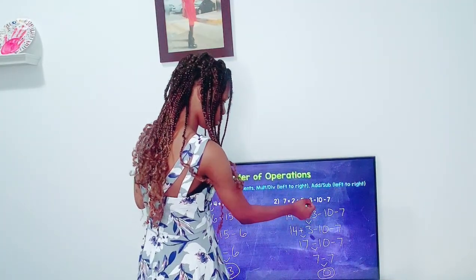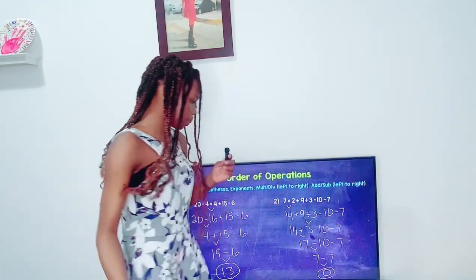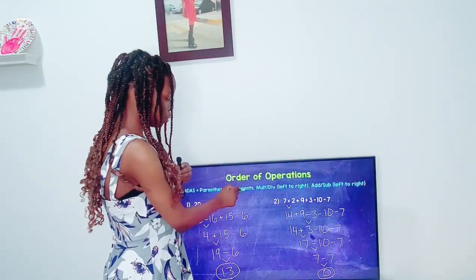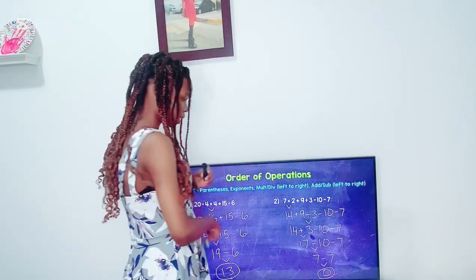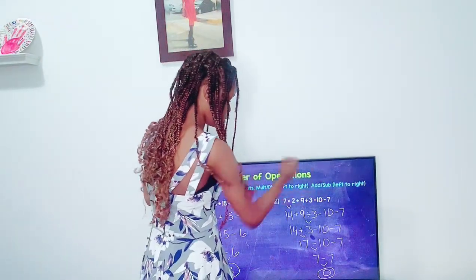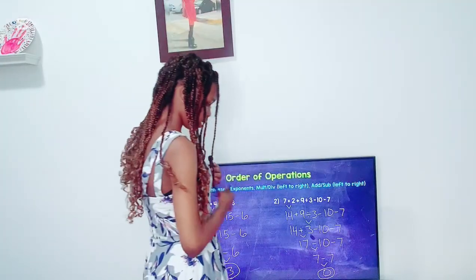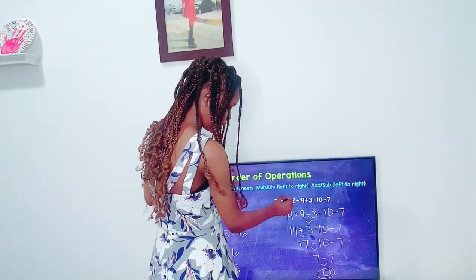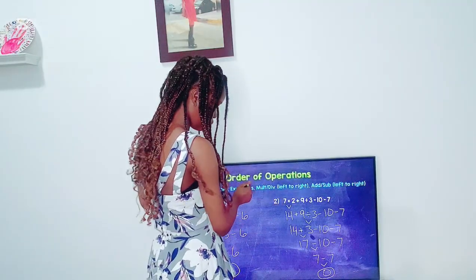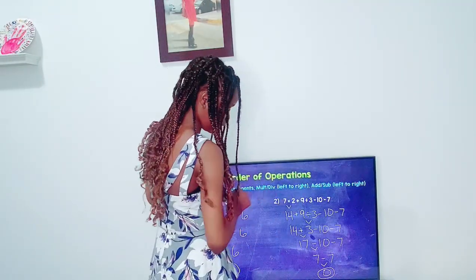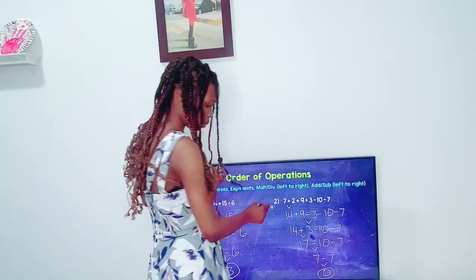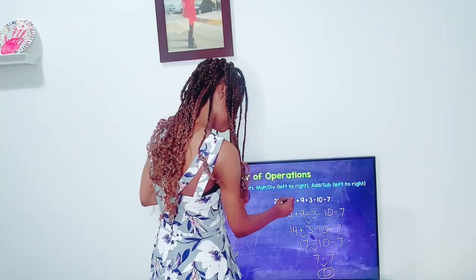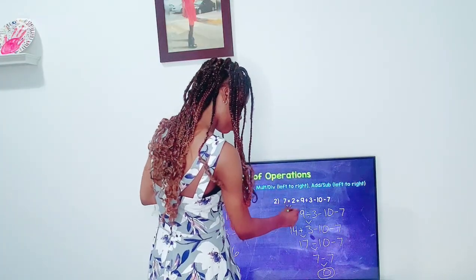All right, now let's move on to number 2, which says 7 times 2 plus 9 divided by 3 minus 10 minus 7. Again, we don't have any exponents or parentheses, so you don't have to worry about those. We only have multiplication, division, addition, subtraction. Which comes first? We have a multiplication, 7 times 2. Multiplication and division are on the same level, but the multiplication comes first on the left. So 7 times 2 will give us 14.